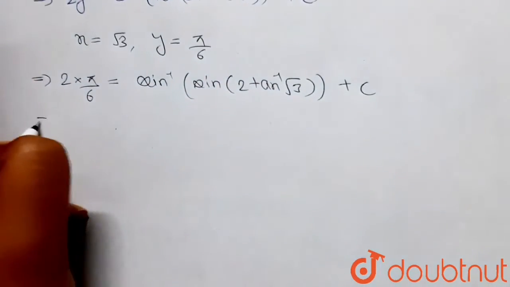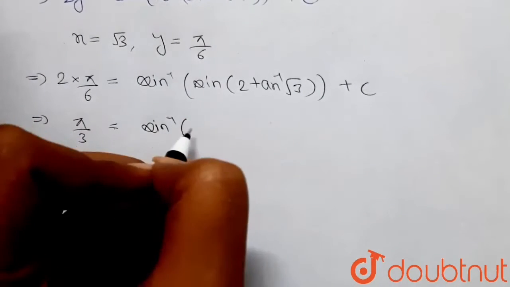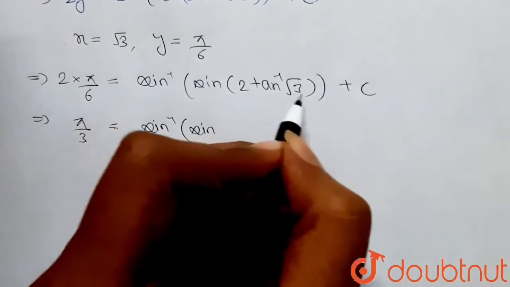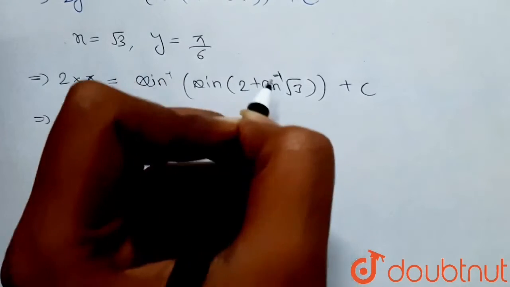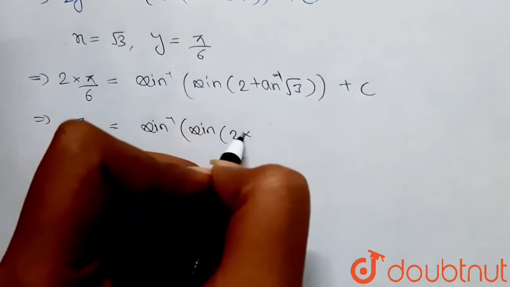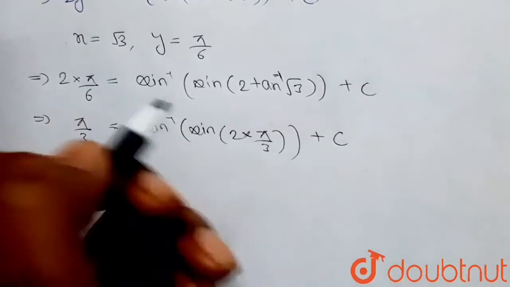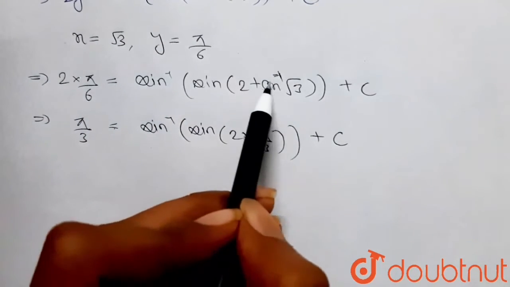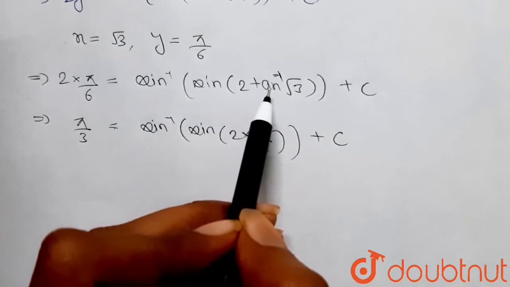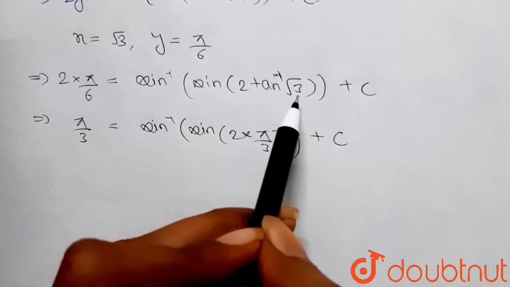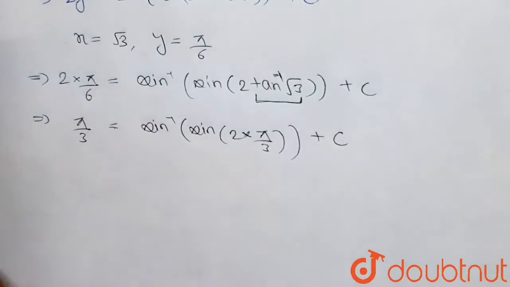Now this will become pi by 3 equals sine inverse sine of 2 tan inverse root 3, right? So this tan inverse root 3 is basically equal to pi by 3, so this will be 2 into pi by 3 plus c. This tan inverse root 3 is basically equal to 60 degrees, so that can be written as pi by 3, right? So we can write this tan inverse root 3 as pi by 3.